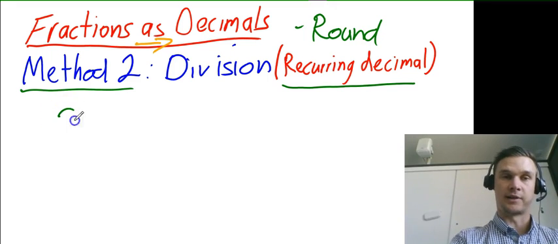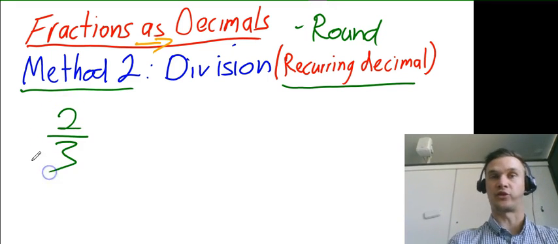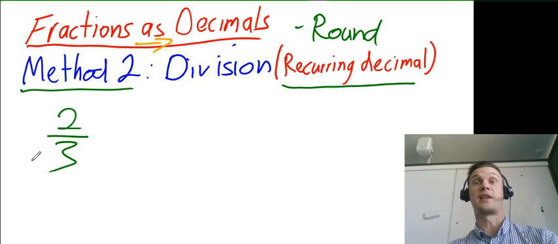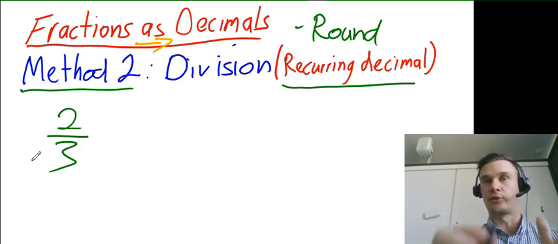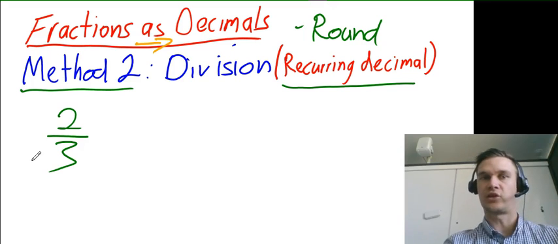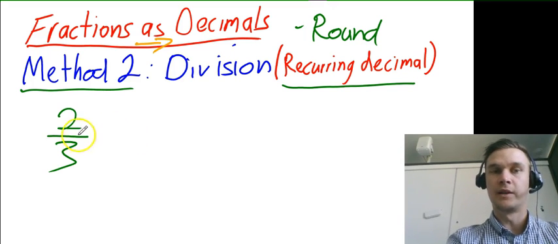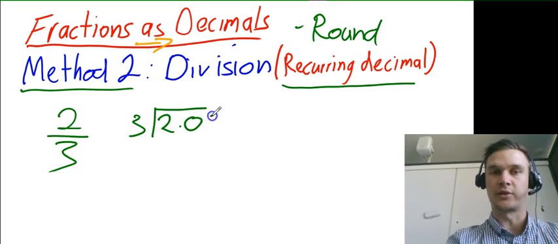So we're going to use this one as an example, and this is a common fraction that we may get: 2/3. How do we represent 2/3 as a decimal using method 2? First off, we're going to apply the strategy, which is method 2 using division. So again, the bottom number goes outside the division, and we have 2.00.